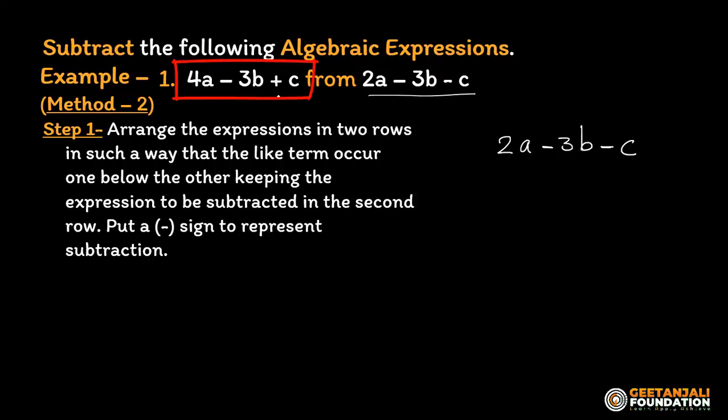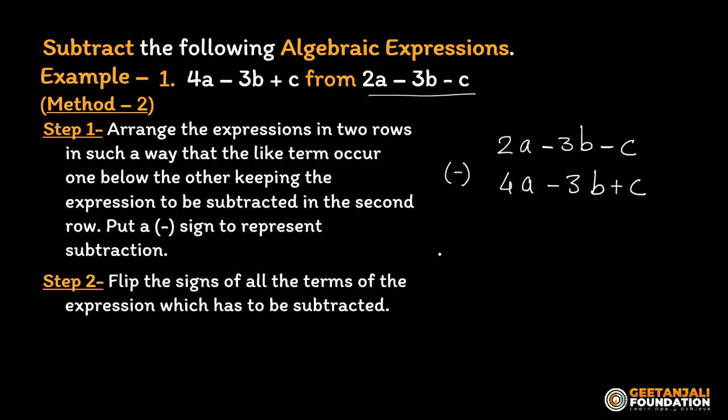And again here you have to be careful about the variables. Like terms will be written one below another as we had done for the addition. So we will write like terms one below another. So it will be 4a minus 3b plus c. So we have written like terms one below another. Now since we have to subtract it, I am putting a negative sign so you understand we have to subtract it. Now let's see in the next step what we have to do.